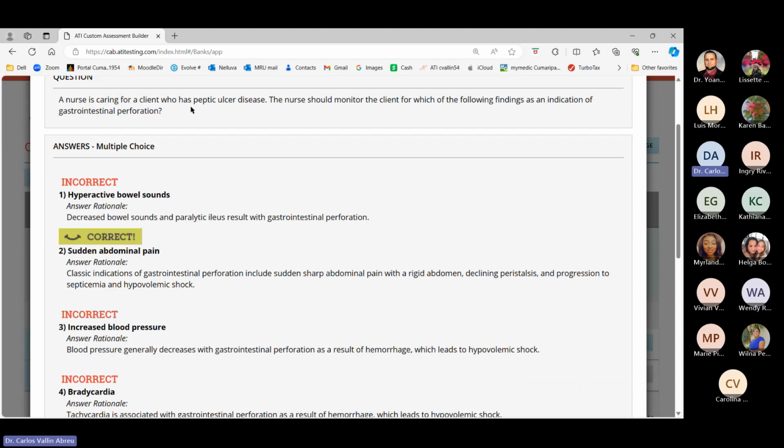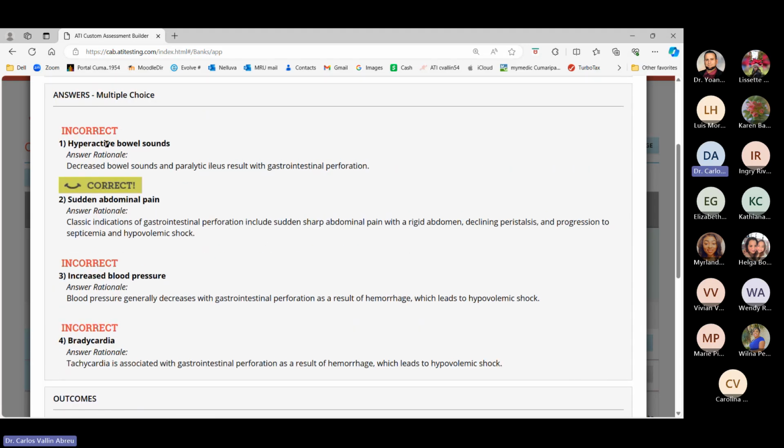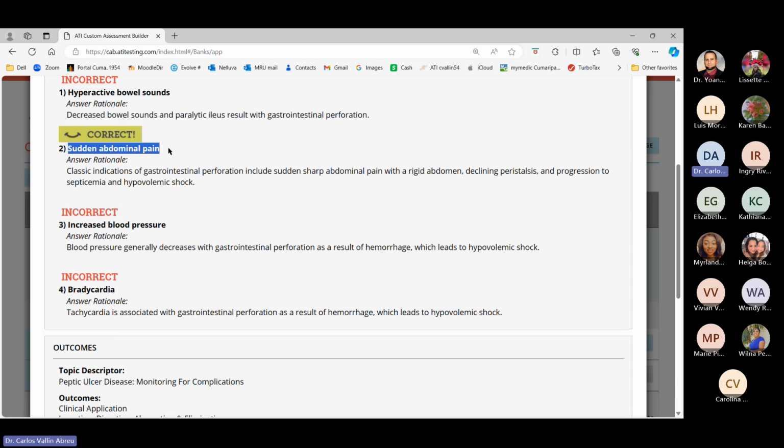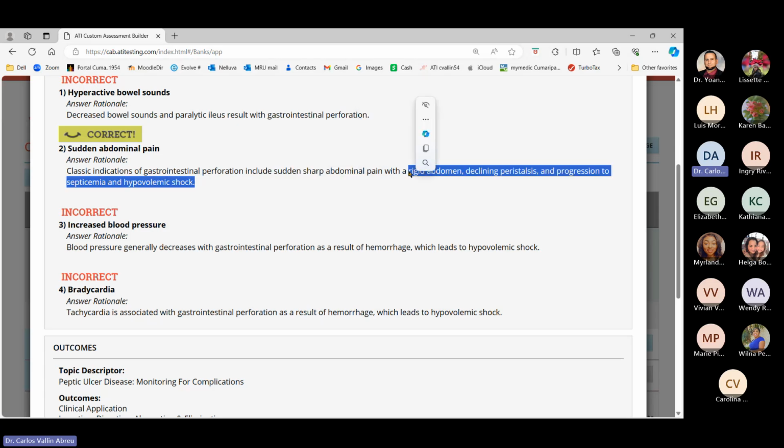A nurse is caring for a client who has peptic ulcer disease. The nurse will monitor the client for which of the following findings as indications of gastrointestinal perforation: pain, shock, hyperactive bowel sounds? No, ileus paralyticus, the intestine paralysis, paralytic ileus. Horrible pain, I agree, and it's sudden. With symptoms and signs of peritonitis, rigid abdomen, rebound tenderness, and it's true.